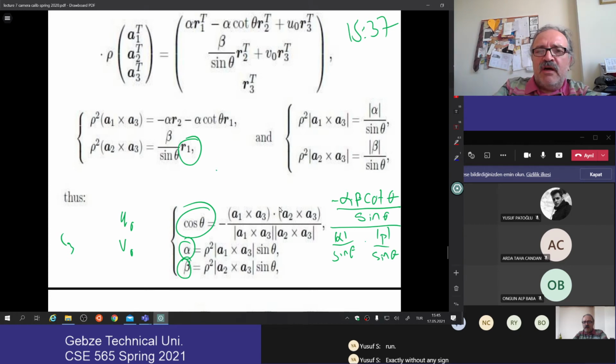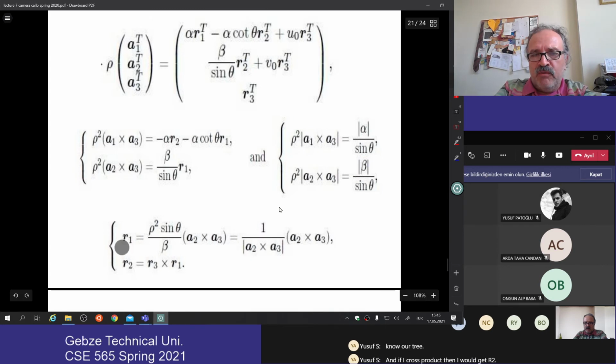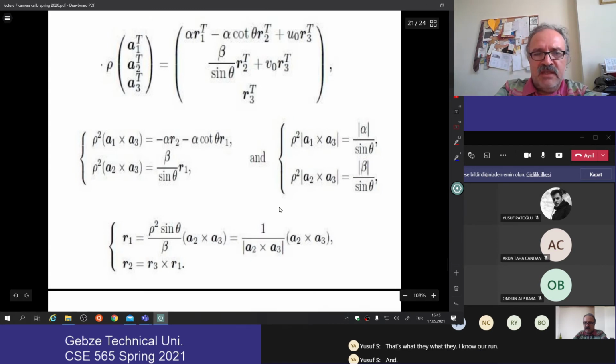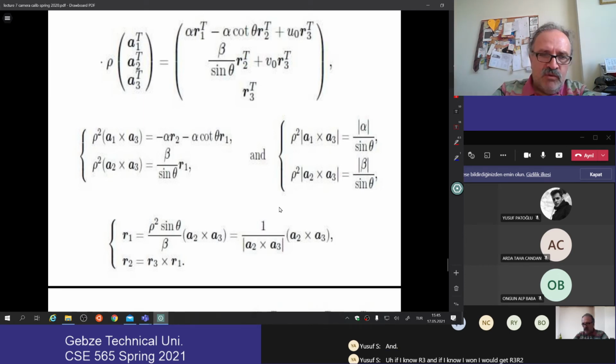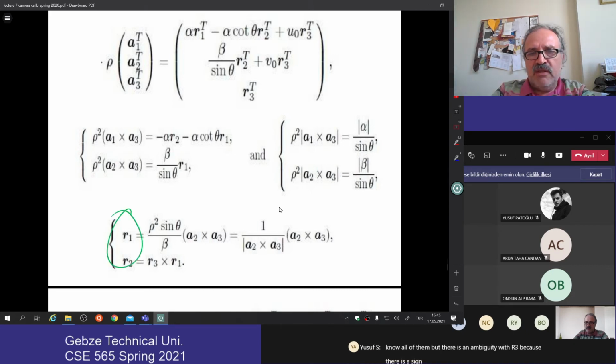If I know R1 and if I know R3, then if I cross product them, I would get R2. That's what I am doing. Okay. I know R1, and if I know R3, I would get R2. So I know all of them. But there is an ambiguity with R3 because there is a sign problem there. Okay. So I need to deal with it.